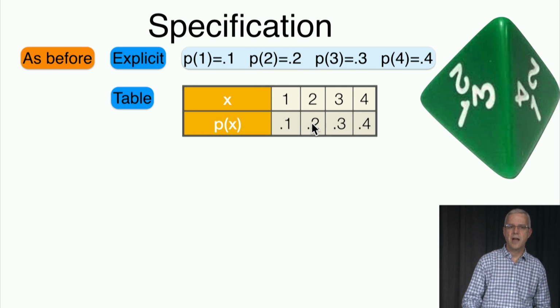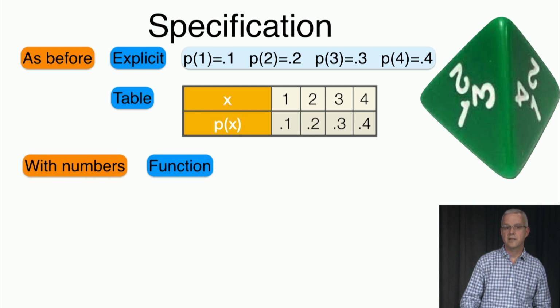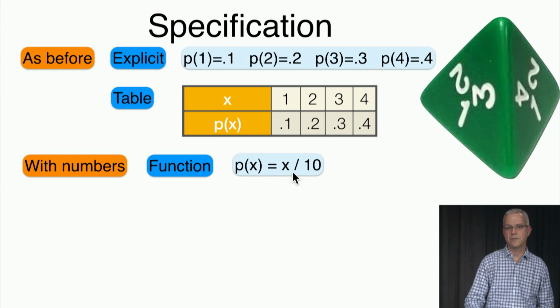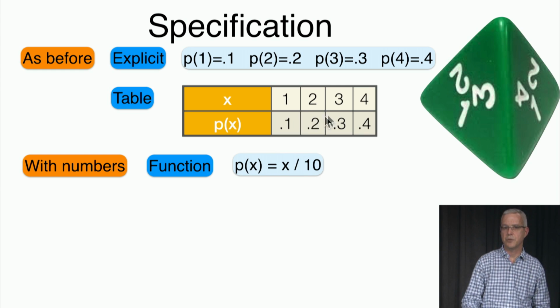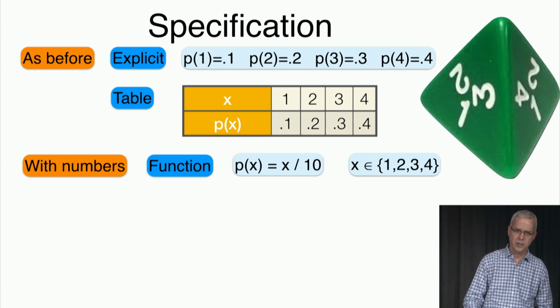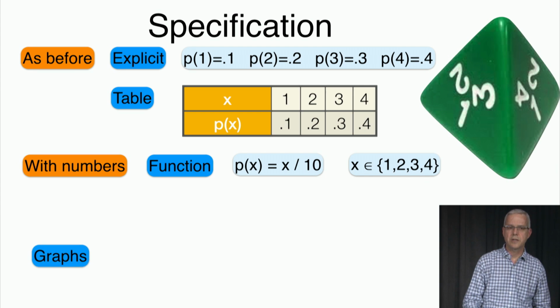But now, because we're looking at probabilities of numbers, we have a couple of other ways of doing it. We can write it as a function. For example, we can specify this probability as the probability of x is x over 10. So the probability of 2 is 2 over 10, which is 0.2. The probability of 4 is 4 over 10, which is 0.4. So we can specify them as a function, for all x between 1 and 4.